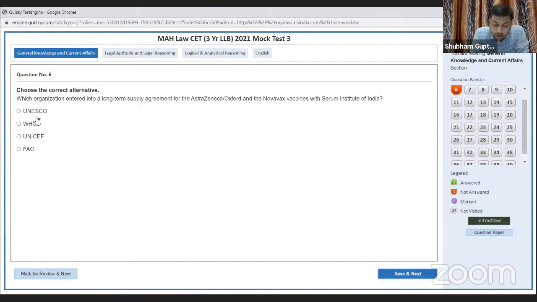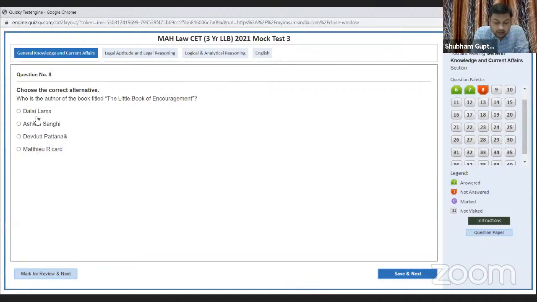Now, if I talk about which organization entered into a long-term supply agreement for the AstraZeneca, Oxford, and Novavax vaccine with Serum Institute. This is something you should have known. I would not explain this because this is something you should know. Now, if I talk about which country topped the 2020 democracy index? If I talk about democracy index, what name comes to my mind? If you have heard in news, Norway is a place which even does referendums for different kinds of amendments or different kinds of thoughts that they have. So they do everything with the understanding of the people. So the answer should be Norway.